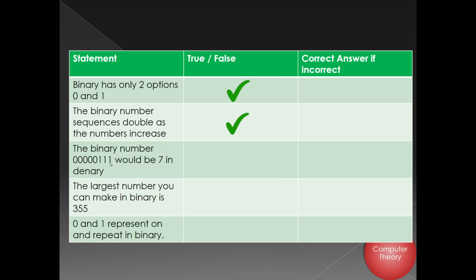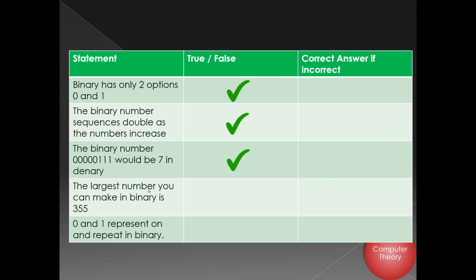The binary number 1110000 would be 7 in denary. That is correct, because if we imagine a table, it goes 1 under the 1, 1 under the 2, 1 under the 4, add those together, we get 7.